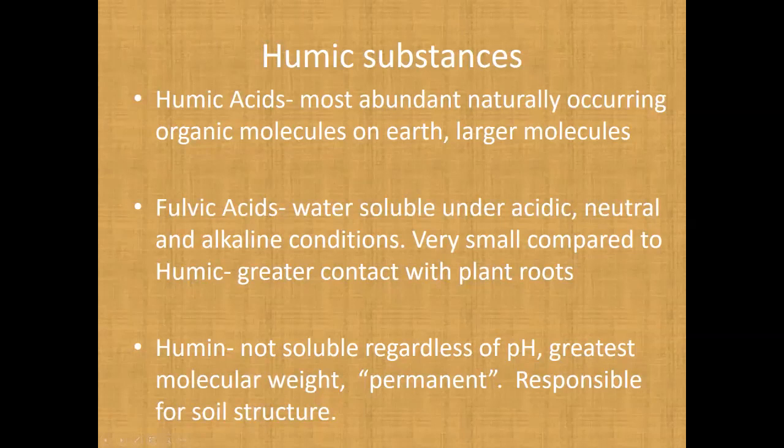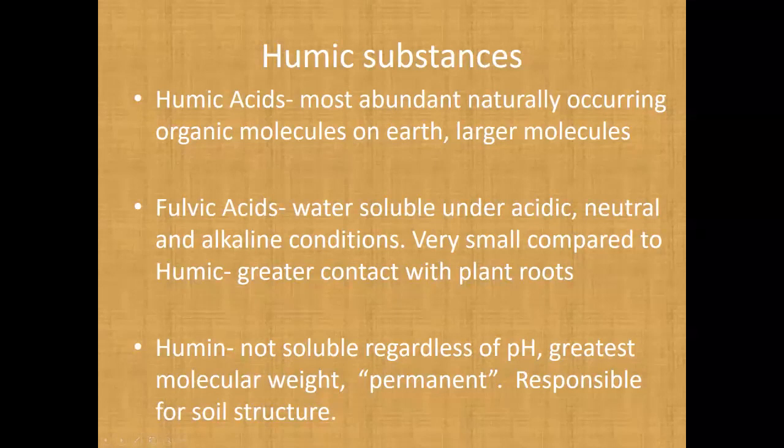And so we have humic acids, and these are the most abundant in nature and on Earth, and they're going to be larger than the fulvic acid molecules or compounds. And the fulvic acids are water soluble under acidic, neutral, and alkaline conditions. So they're soluble in all pH conditions, and are a lot smaller compared to the humic substances. But that means they're in greater contact with the fine tertiary or feeder roots of plants, or the fine root hairs that plants use to take up nutrients.